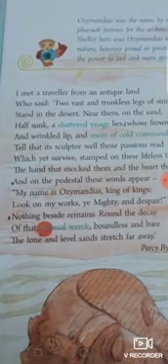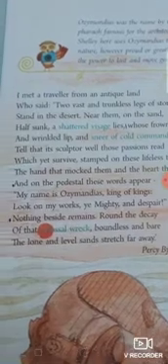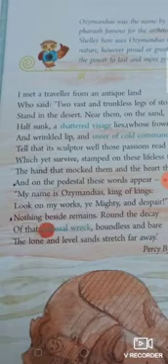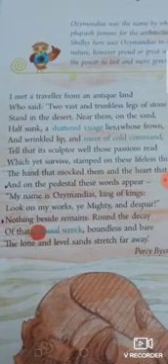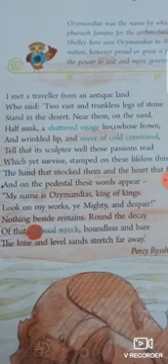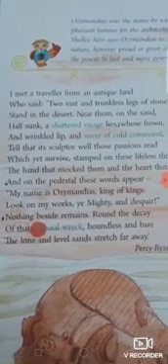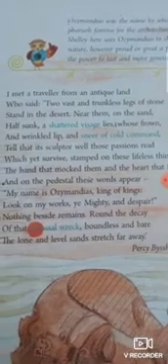Next lines are: whose frown, and wrinkled lip, and sneer of cold command, tell that its sculptor well those passions read, which yet survive, stamped on these lifeless things, the hand that mocked them and the heart that fed.